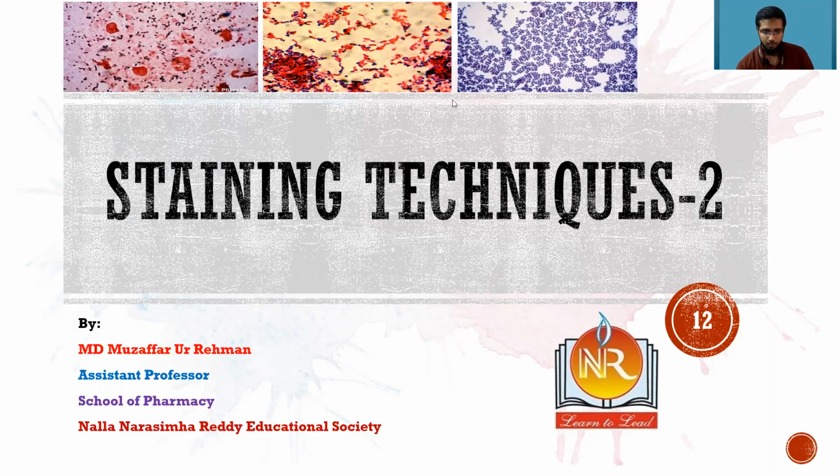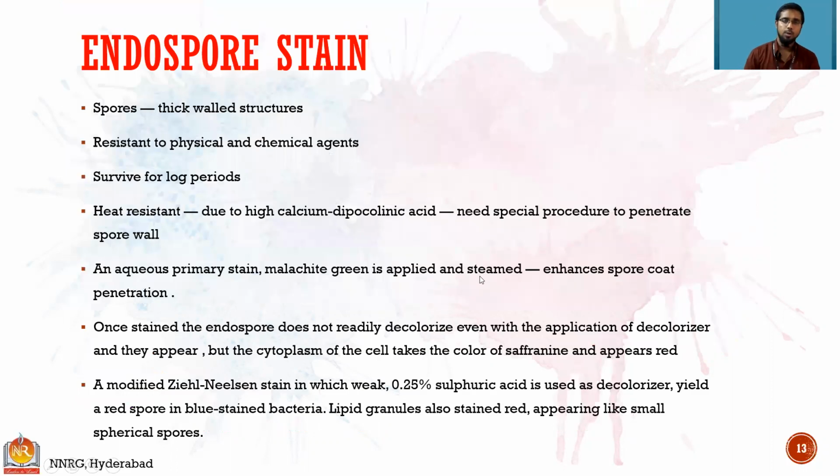Beginning with endospore staining. What does endospore mean? Endospore is an outer covering, like tiny spores. Okay, they have a very thick wall, and these endospores hardly absorb any dye, and if they absorb, they don't easily let it go. So we'll see what endospore staining is.